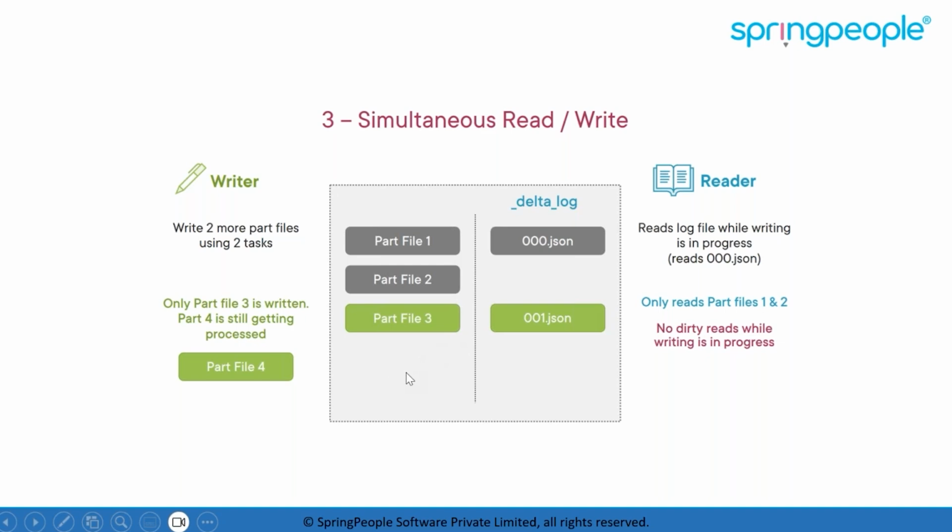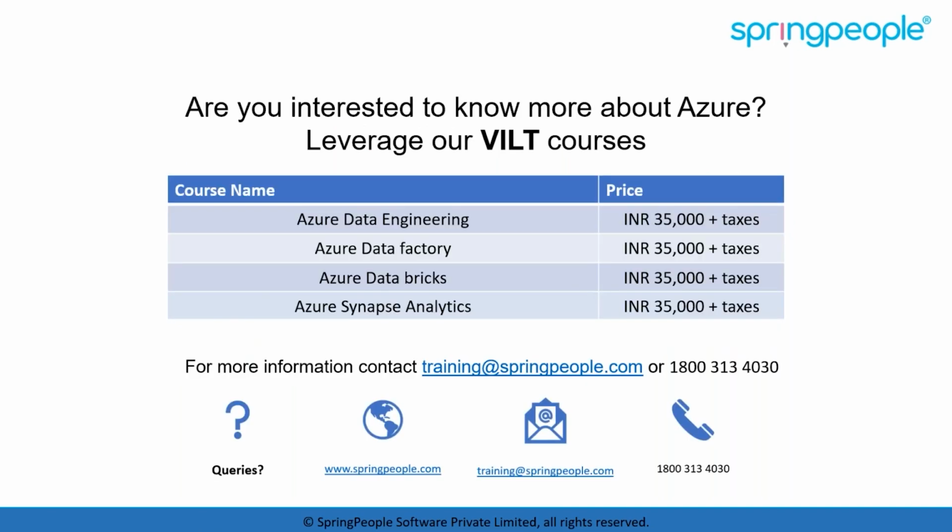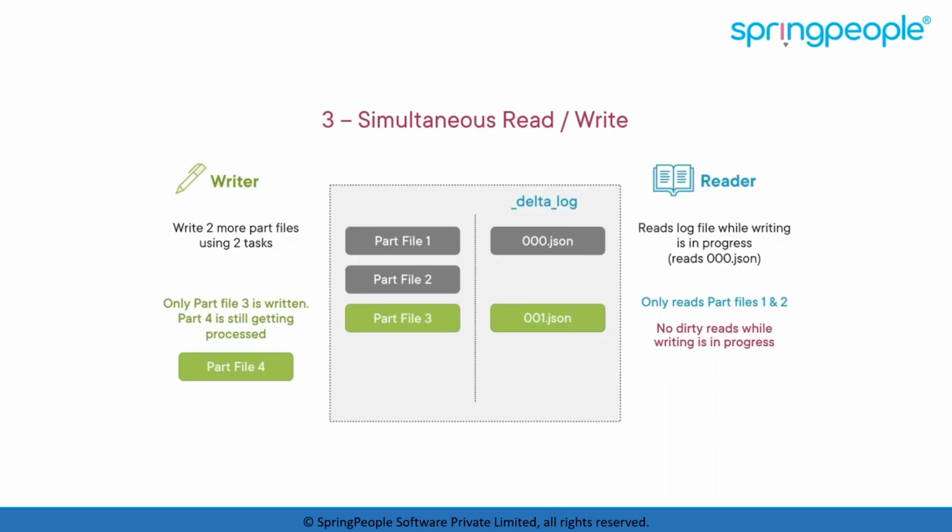If the operation is completed, I might get this 001.json. If the log file is created, it means the transaction is completed. So then if I go to perform a read operation, I will be reading this JSON and this JSON so that I will be able to read all the four parts. Otherwise, I will be reading just the consistent part, the 1 and 2, not this 3 and 4. So this way, I will be preventing dirty read operations whenever simultaneous write and read operations are happening against my data. So this is all we have at this point of time.